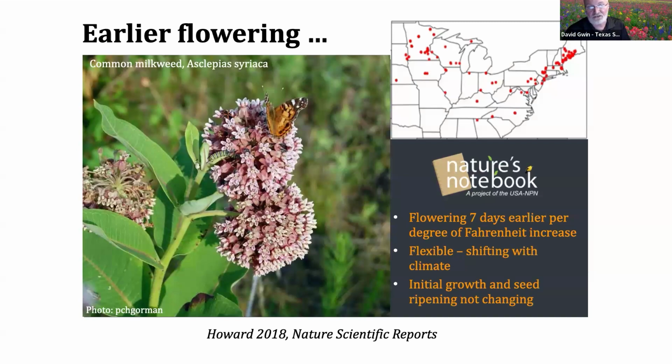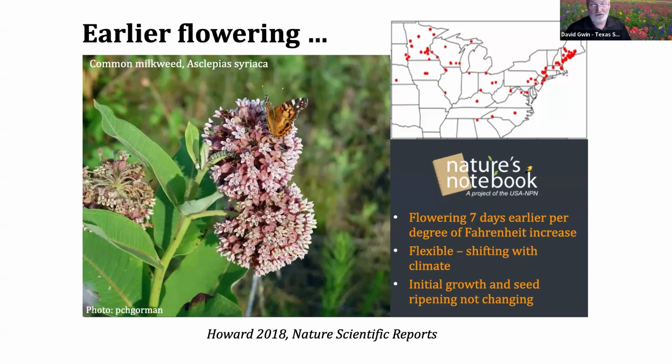Here's an example, a graphic that shows a project that's already come out of a related tool that I'll be sharing with you later in this presentation, which is called Nature's Notebook. It's the tool we use to gather the data. But you can see that for the common milkweed species, which is a species of importance to us in this project, the species is starting to bloom earlier, about 7 days earlier, actually, in the Northeast. And that's shifting with climate. So as climate warms, the plants have started blooming about 7 days earlier than they normally would.